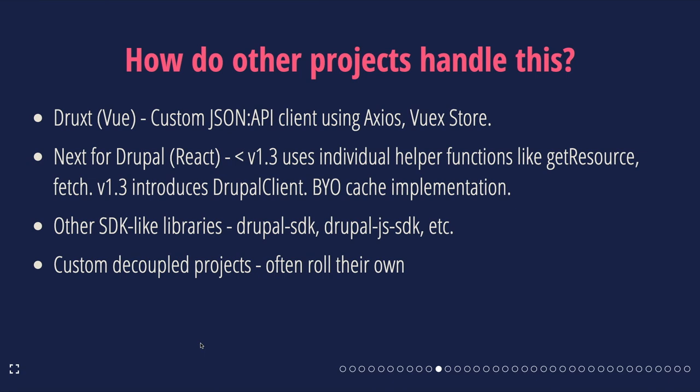Before 1.3, it also had its own set of helper functions and didn't really have much of an opinion on state management. The 1.3 release introduces a Drupal client. There's actually quite a bit in common between what that client does and this library. I think we've all just been looking at what these similar projects are doing and how we've been solving this problem. It also has the ability to provide your own caching mechanism. So it's pretty easy to bring your own thing, but it doesn't necessarily have a default opinion about it. There's a handful of other Drupal SDK-like libraries out there, Drupal SDK, Drupal JS SDK, some at different levels of activity and maintenance.